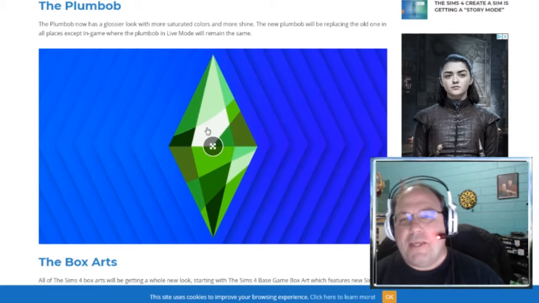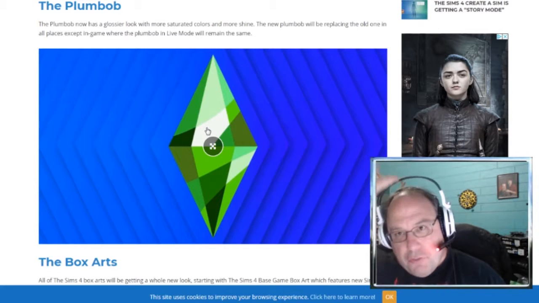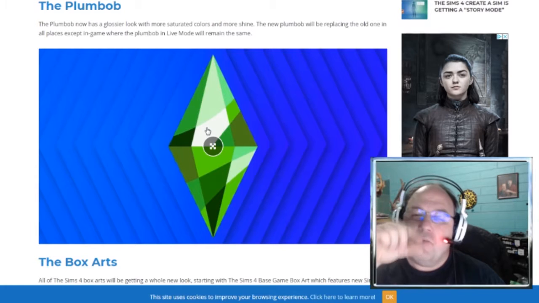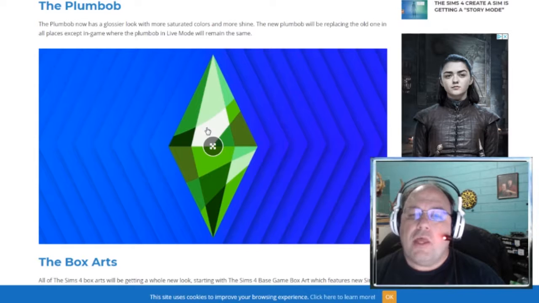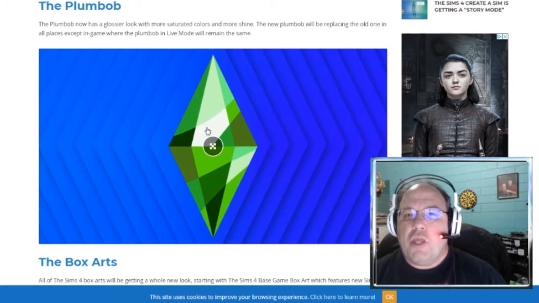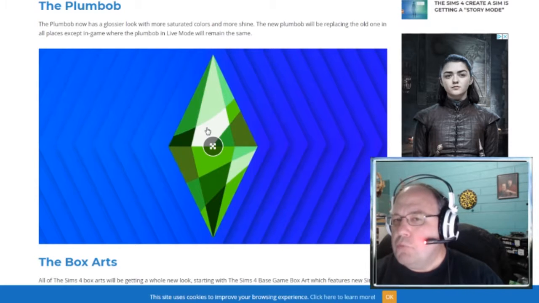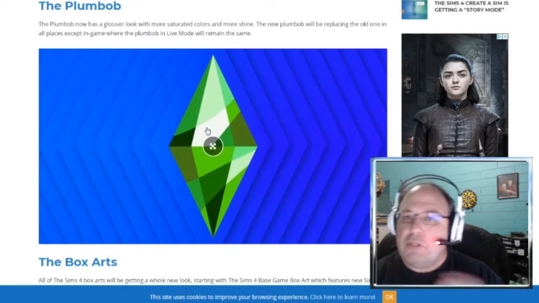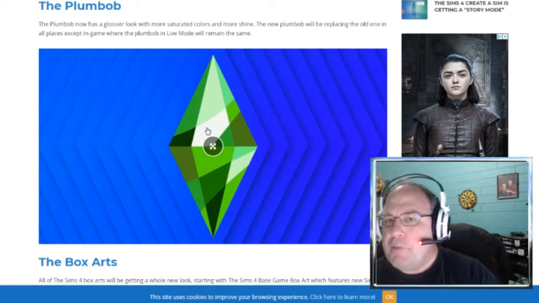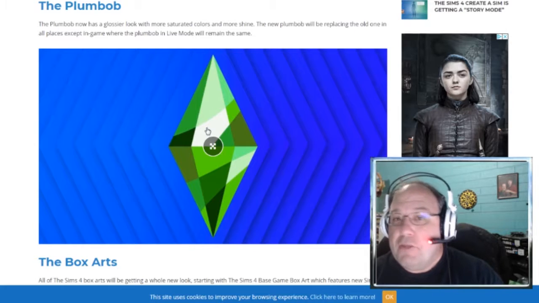The Plumbob, getting back to that, is a little thing that spins over the sim that you're playing, the little person that you're playing. That lets you know you're controlling this particular sim, and the color of that Plumbob will let you know if they're in a good or a bad mood. As you would guess, a green Plumbob means they're in a really good mood. A red one means they're in a bad mood, and it will have shades in between to let you know that they're somewhat happy, very happy, somewhat mad, or very pissed off.